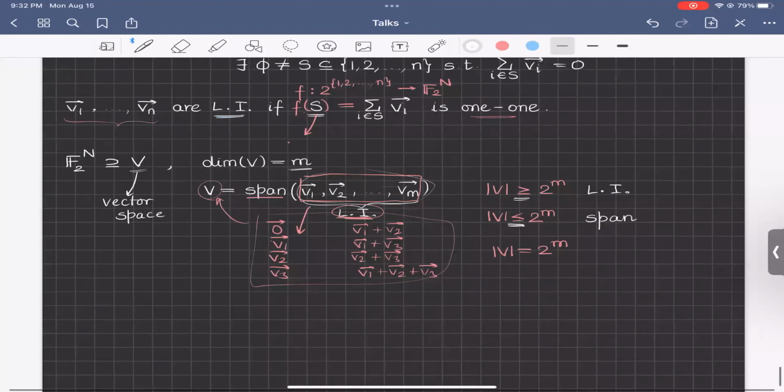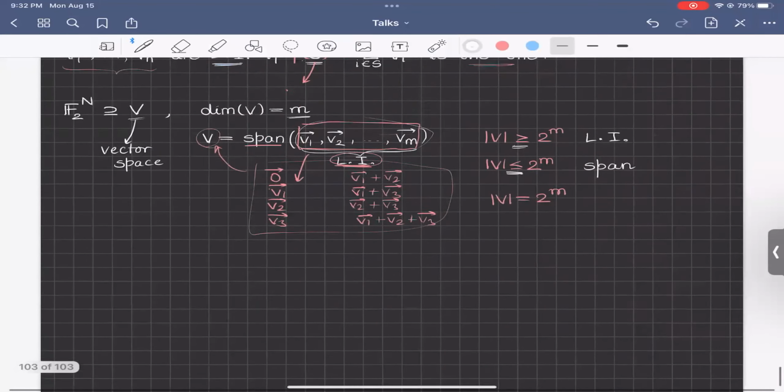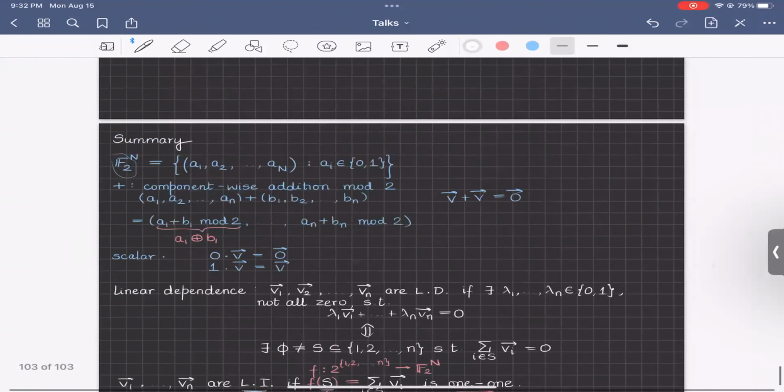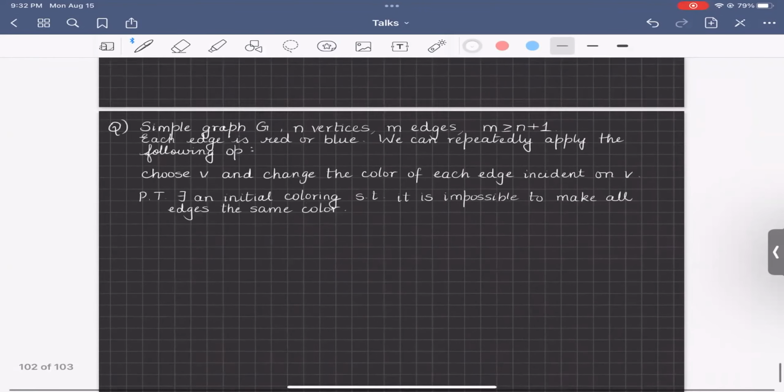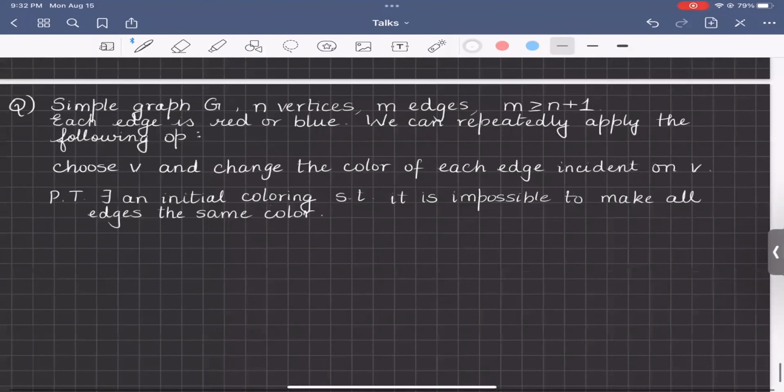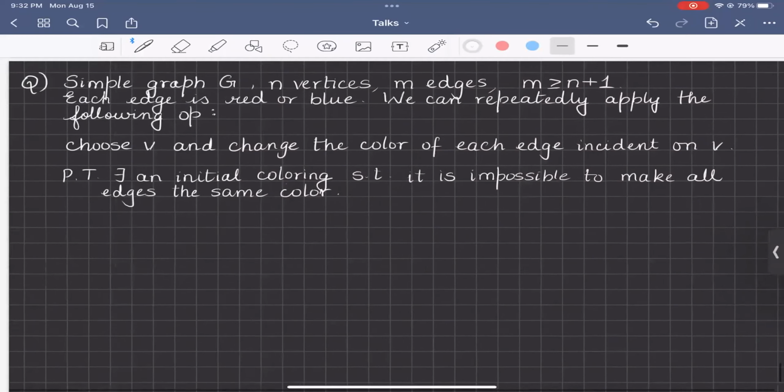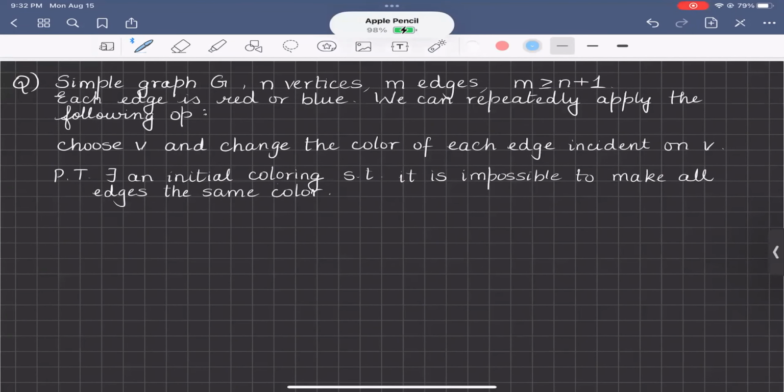Okay, fine. So this was just a small summary. We get back to this problem now. We start doing the problems again. So yeah, this is our question.